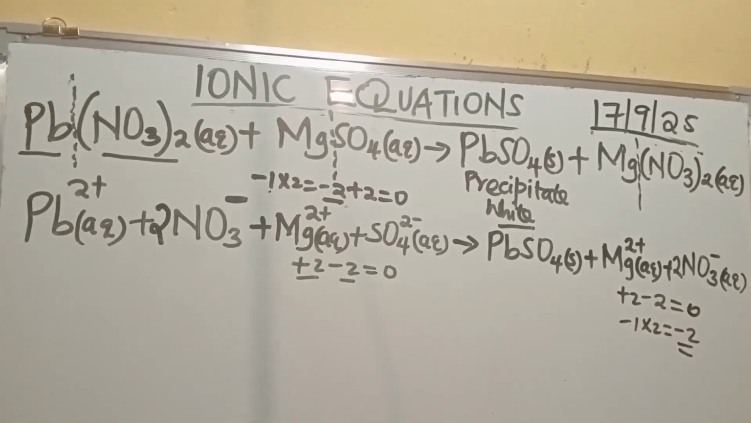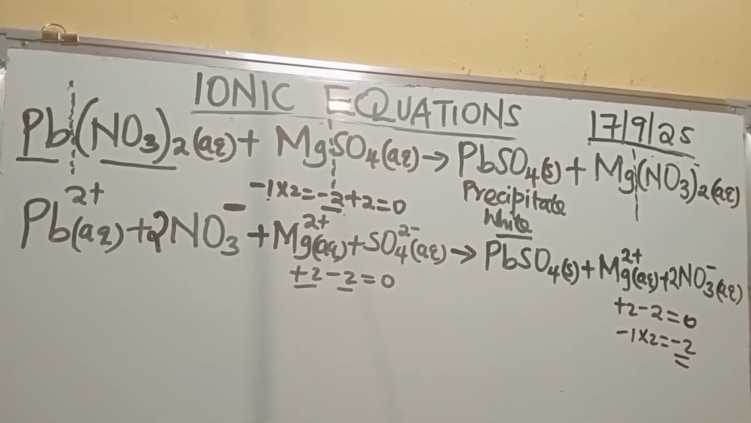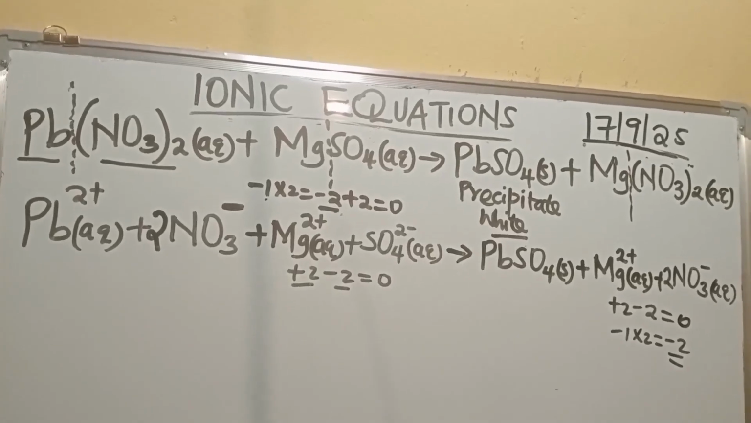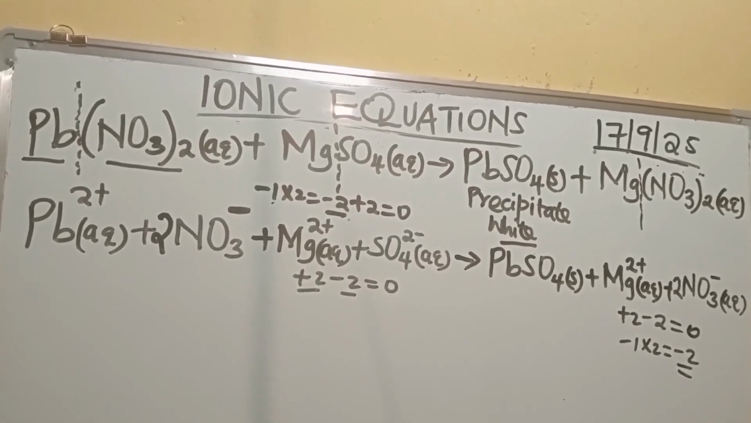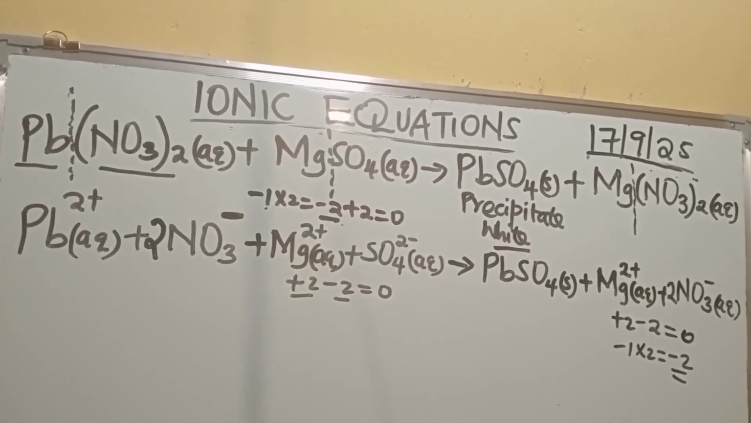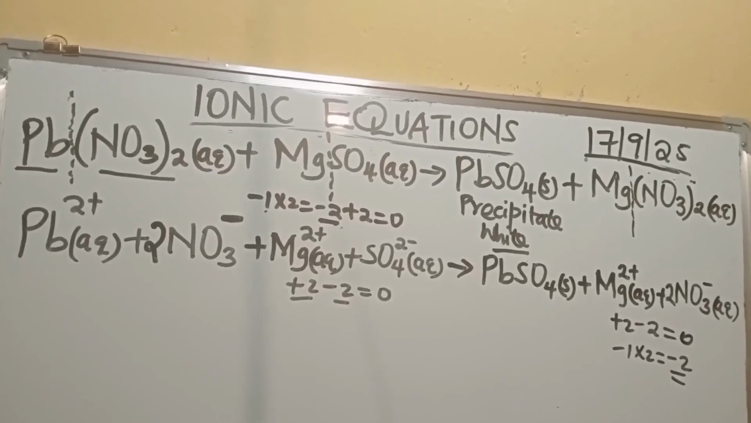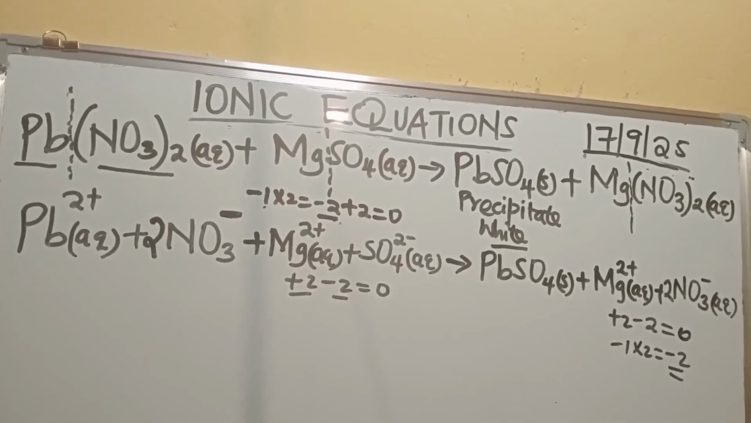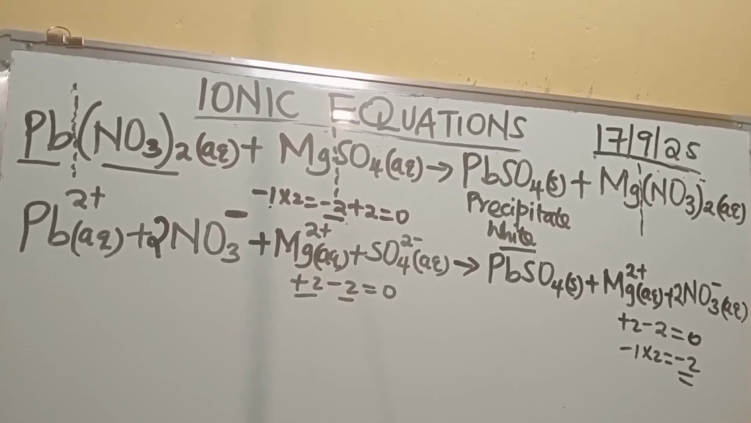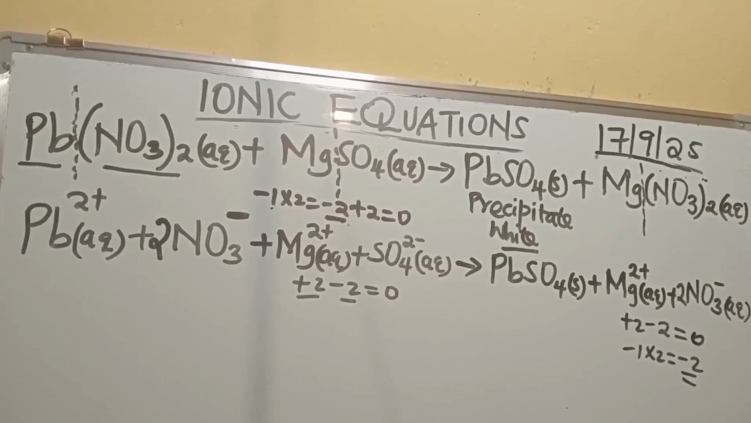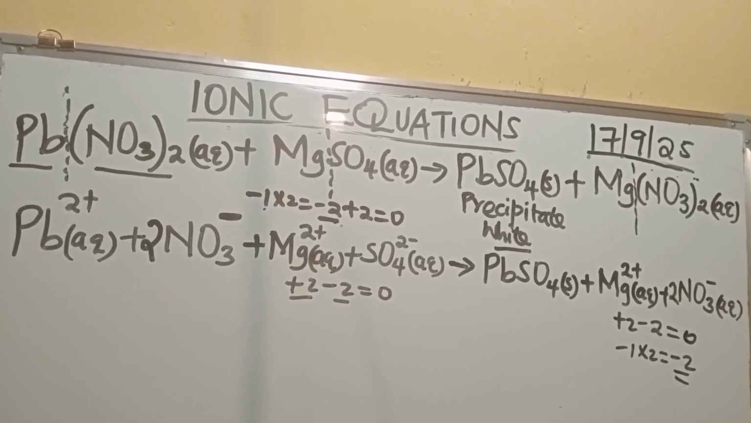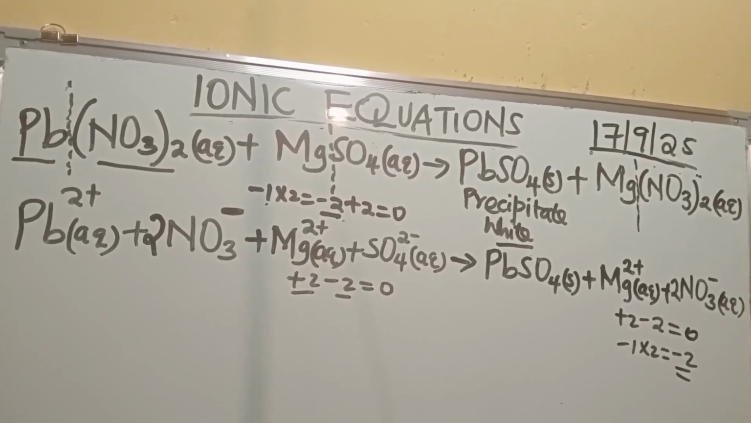So now from what we have just written, we can determine which of the ions have not taken part in the chemical reaction. And how do you do it? You check on the state symbol. Any one of them whose state symbol has not changed from how it was in the reactant side to how it is in the product side, you say that that one is already a spectator ion.